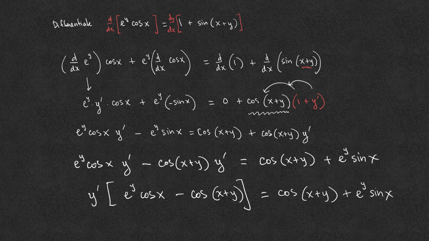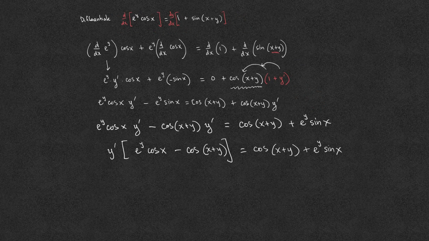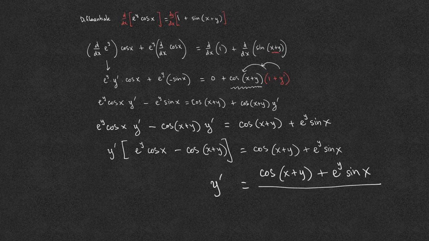And lastly, we will need to isolate y prime. y prime is the right-hand side, cosine of x plus y plus e to the y sine of x, divided by e to the y cosine of x minus cosine of x plus y. This is as far as we can go because cosine of x plus y is a term, not a factor, so we will not be able to cancel it out. This is the derivative of the implicit equation given.